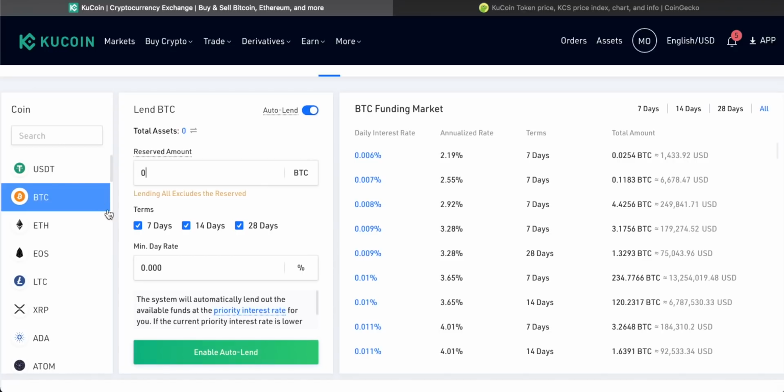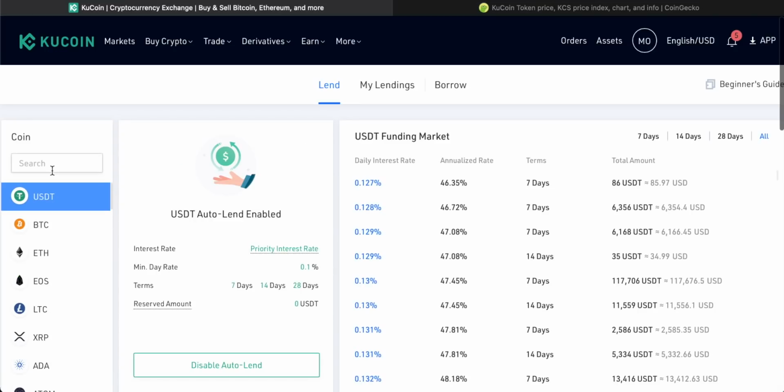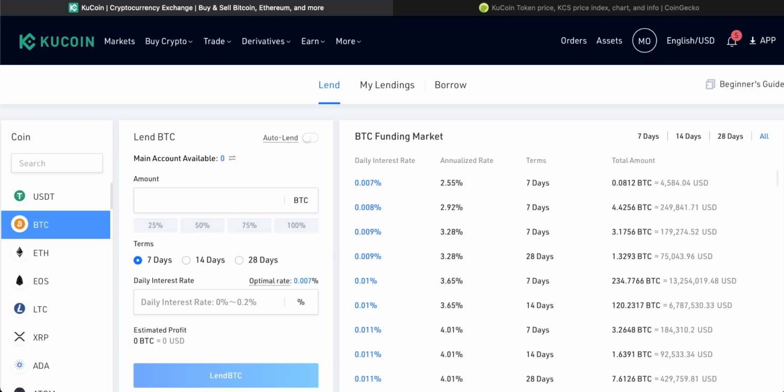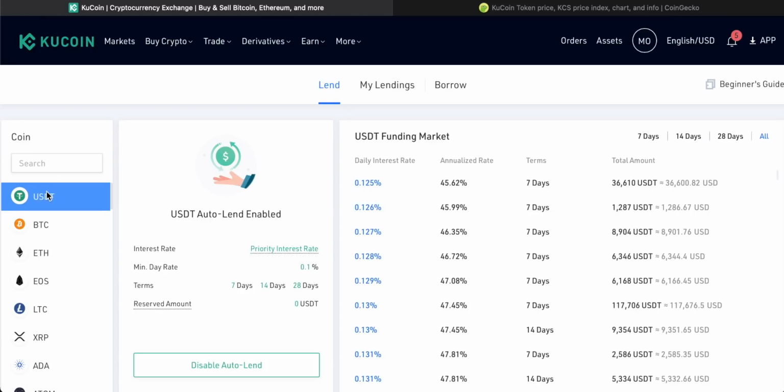So what I do on KuCoin and my strategy is US dollar tether. The other cryptocurrencies, you can get slightly better rates elsewhere. It really depends on how much you have and how much you're willing to send cryptocurrencies from one platform to another. For a big chunk of my Bitcoin, I actually use Celsius wallet. I get around a 5% yield on Bitcoin. You can see the rate here is 2.55%. So I definitely get a better yield on my Bitcoin in Celsius wallet.